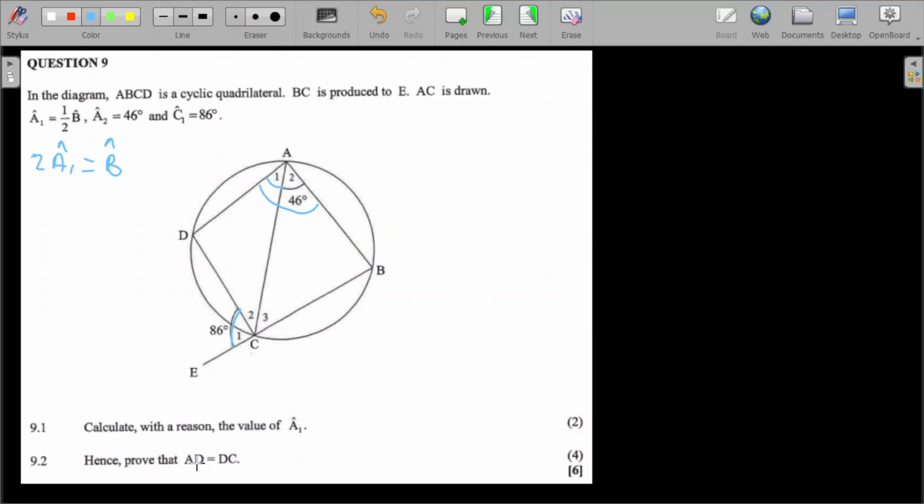Hence, prove AD... Where is AD? AD and DC. Proving that, I need to prove that this angle here is going to be equal to that angle here. I'm not going to say much there, but that's what you are supposed to prove there.